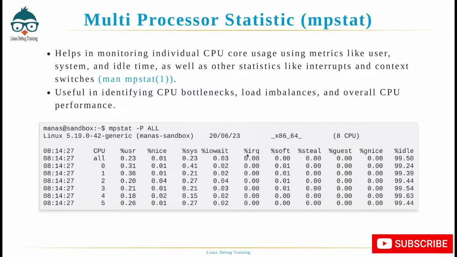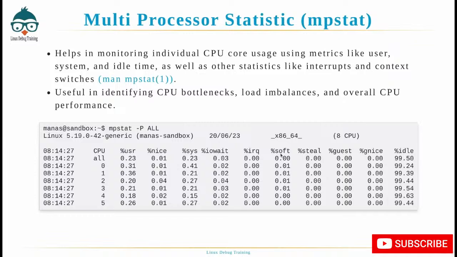Percent IRQ, or interrupt service request. This column represents the percentage of CPU time spent on handling hardware interrupt service requests. Interrupts are signals generated by hardware devices to get the CPU's attention for various tasks such as processing IO requests. We discussed interrupts in our module 1. A high percent IRQ value can indicate that the system is handling a significant number of hardware interrupts, which may be a sign of heavy IO activity or issues with the hardware devices.